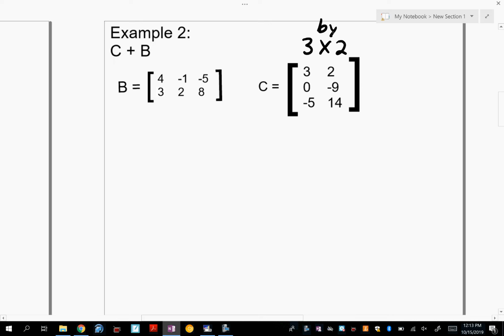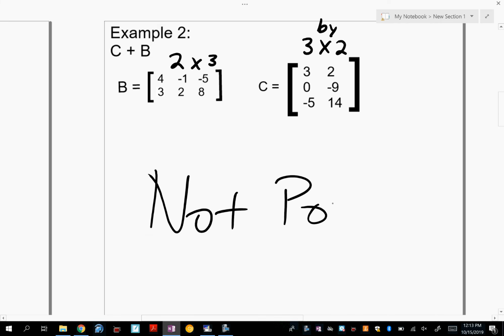But what about matrix B? It's 2 rows by 3 columns. Do you see how those are not exactly the same dimensions? So you cannot add them or subtract them. It says it wants us to add them, but we can't do that. So you don't write no solution. You write not possible. They are matrices, but it's not possible to add them together.